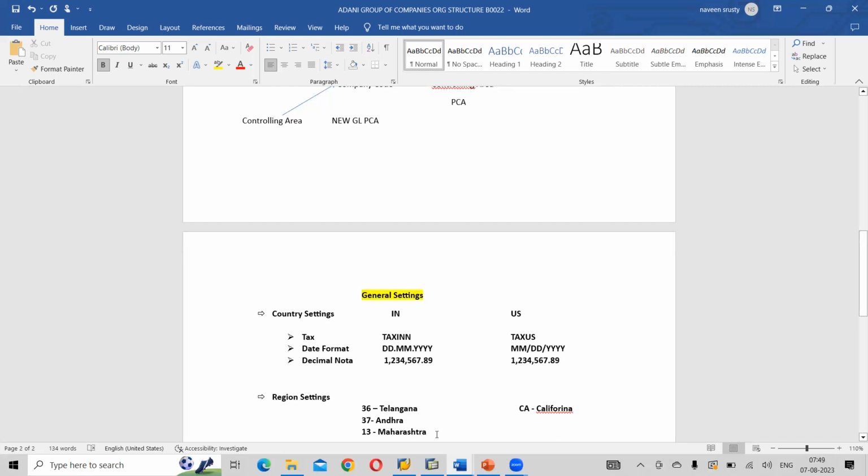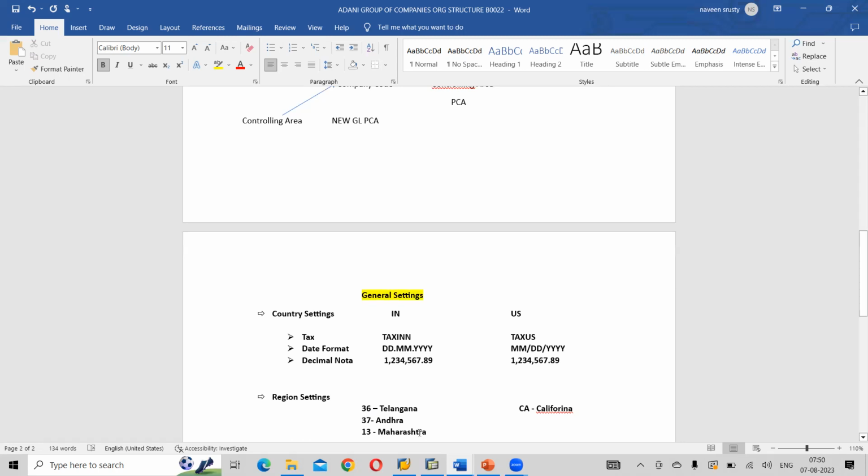That's important. Sir, what are 36, 37, and 13? These are the regional codes according to your tax system, GST number. The GST number for the Telangana region starts with 36, and for the Andhra region it starts with 37. So the first 2 digits, 36 and 37, are nothing but your state codes. For Maharashtra, it is 13. Got it. Thank you. Clear? Yeah. Thanks.